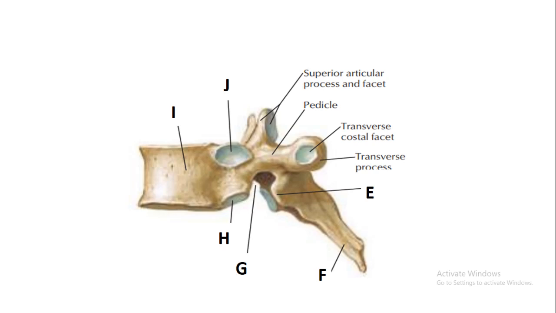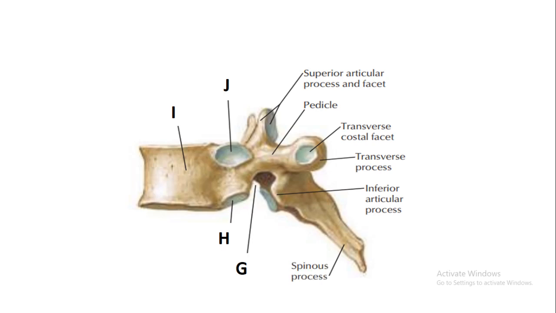When we identify these, we can easily identify E. E is simply the inferior articular process. Remember, we first had the superior articular facet, and then we had the pedicle, which is between the superior articular facet and the transverse costal facet, and then we had the transverse process. From there, we can have the inferior articular process. Let's quickly look at F, which is the easiest amongst them when you are viewing from this side.